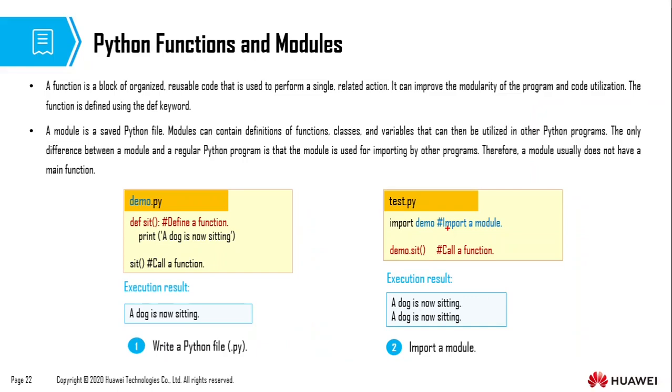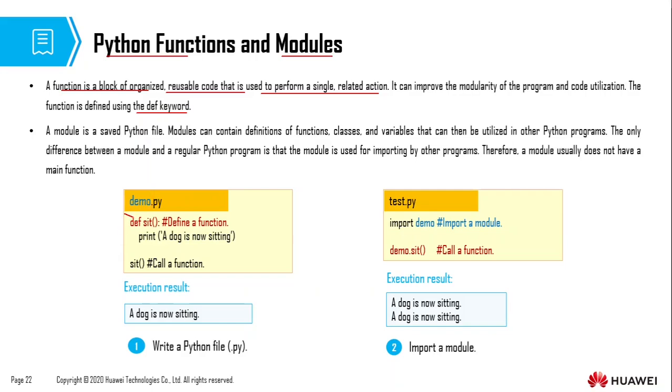Okay, so what is the difference between a Python function and a Python module? A function is a block of organized, reusable code that is used to perform a single or related action. So it can improve the modularity of the program and code utilization. The function is defined using the def keyword. So let's see an example.